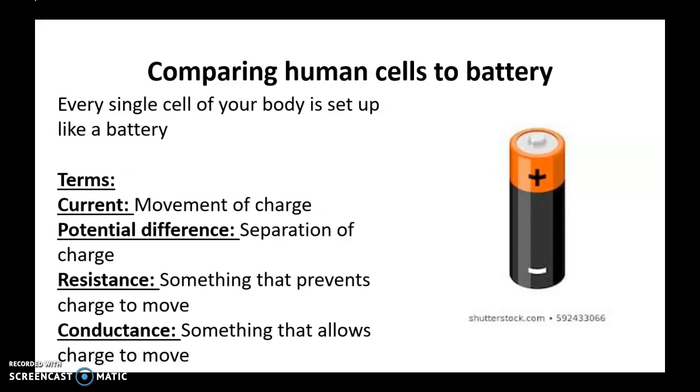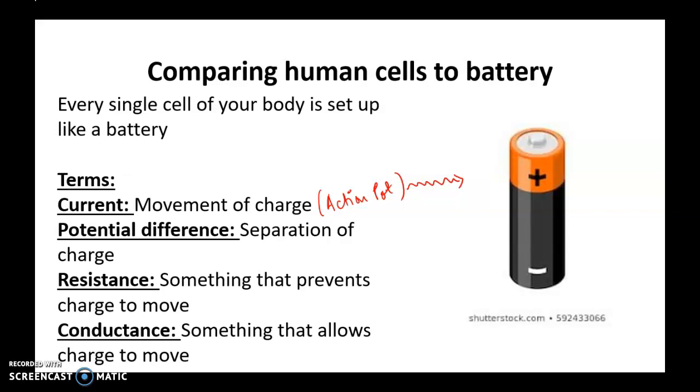The first term is current. What do we mean by current? Current is nothing but movement of charge. In case of living cells, we don't say current, but we say action potential. So when you hear the term action potential, just know that we have movement of charge. That's action potential. Potential difference is the same as the separation of charge, meaning the difference, right? Inside negative, outside positive. The difference is called potential difference.